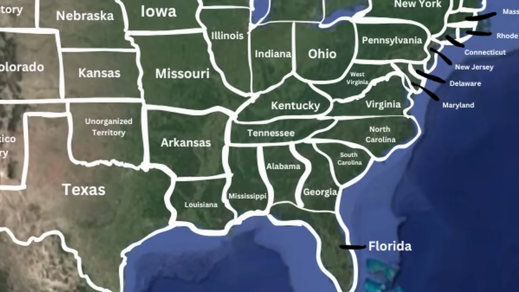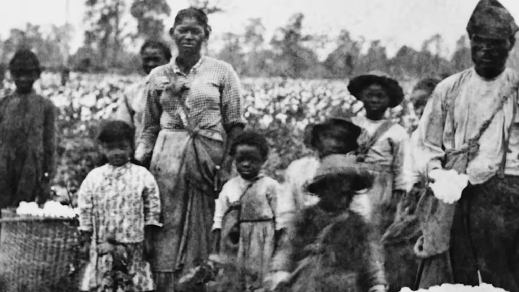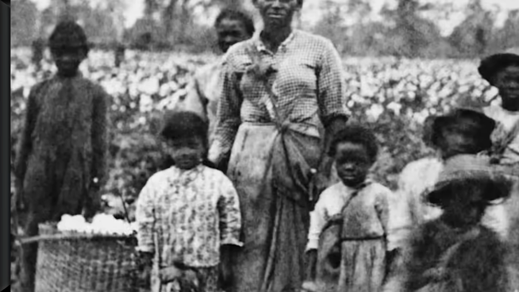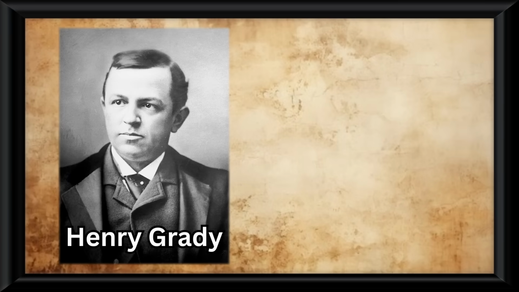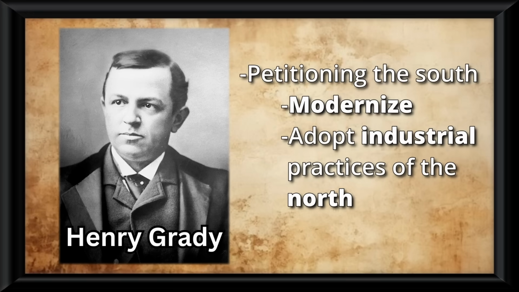It's been a while since we've talked about them, so let's go check on our good old friends, the South. We've known up to this point that the South as an economy is essentially entirely based on agriculture. And up until the Civil War, that agriculture was essentially all done by slaves. So now, when the war and Reconstruction are over, a journalist named Henry Grady sees this and starts petitioning the South to modernize and adopt the industrial practices of the North and turn themselves into a "new South."